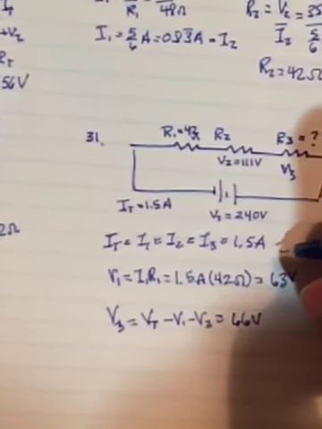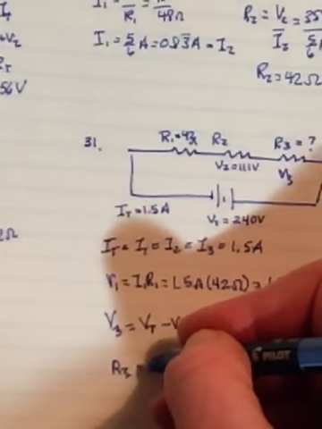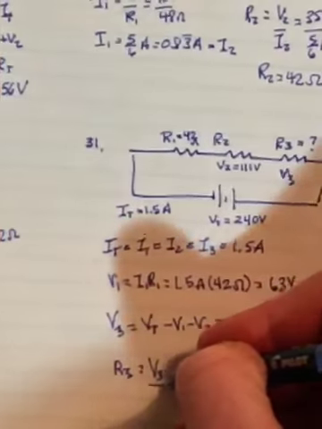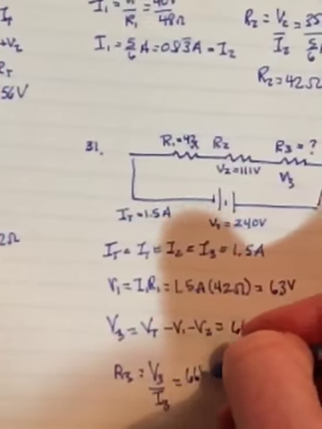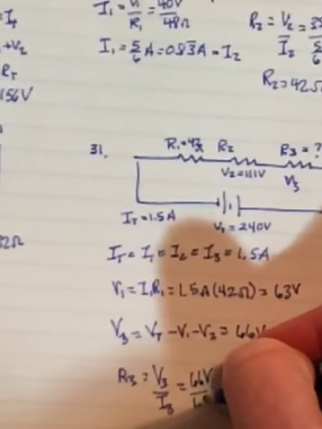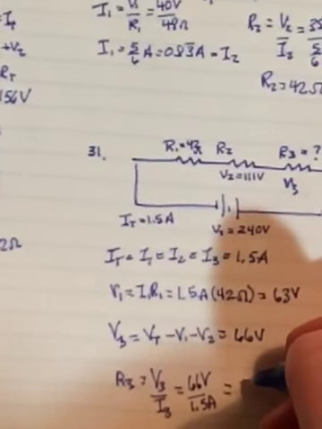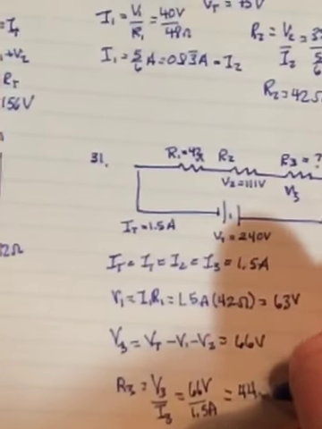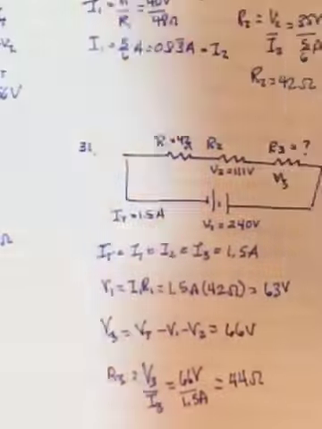We know I3 is 1.5 amps, so we can find R3. It's just equal to V3 over I3. So 66 volts over 1.5 amps. And when you do that, you get 44 ohms. Series circuits are done.